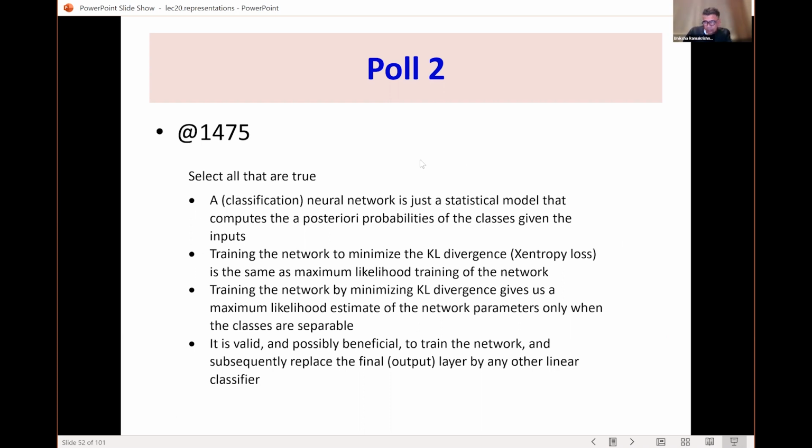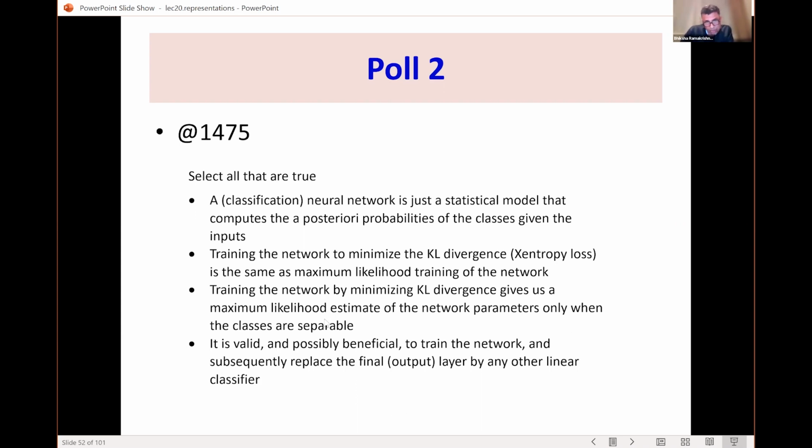Is this first statement true? A classification neural network is just a statistical model that computes the a posteriori probabilities of the classes given the inputs. It is true. What about the second statement? Also true. Training the network to minimize the KL divergence is the same as maximum likelihood training of the network. What about the third one? Training the network by minimizing the KL divergence gives us an ML estimate only when the classes are separable? That is not true, right?